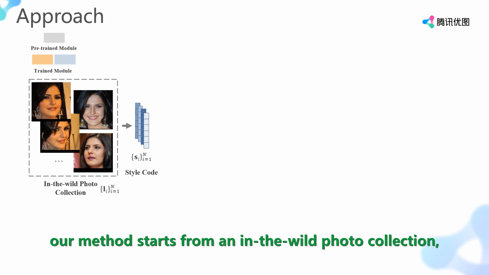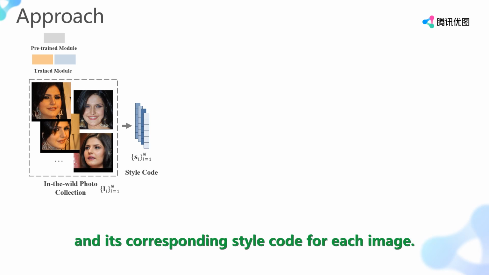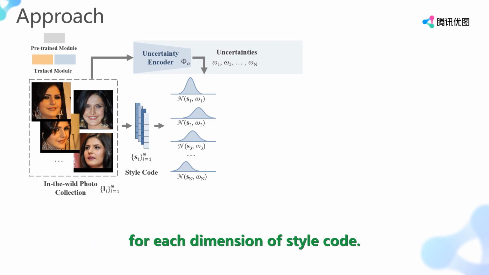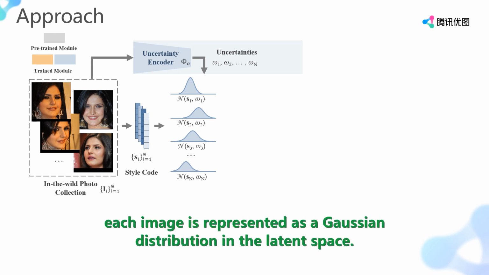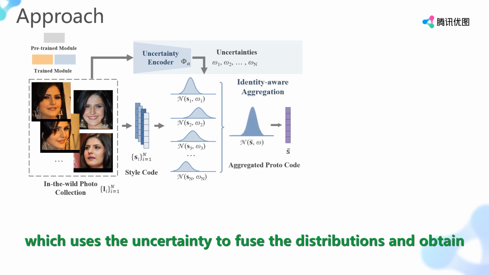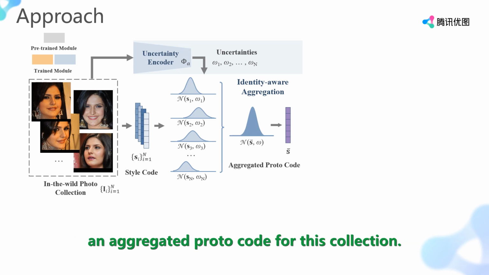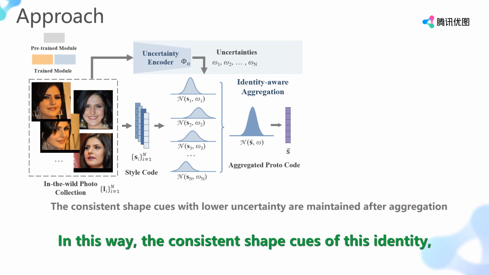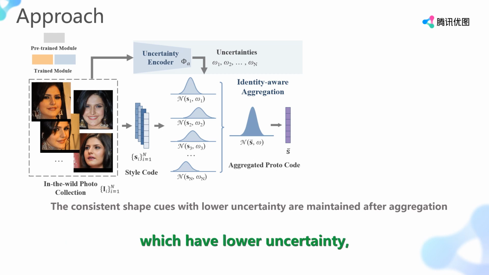In the first stage, our method starts from an in-the-wild photo collection and its corresponding style code for each image. First, we implement an uncertainty encoder to predict uncertainties for each dimension of the style code, and thus each image is represented as a Gaussian distribution in the latent space. Then, we perform identity-aware aggregation, which uses the uncertainty to fuse the distributions and obtain an aggregated protocode for this collection. In this way, the consistent shape cues of this identity, which have lower uncertainty, are maintained after the aggregation.